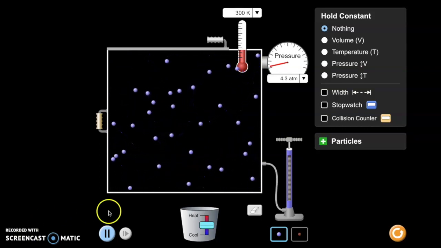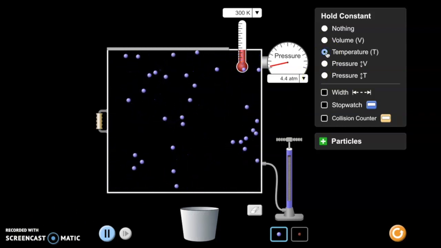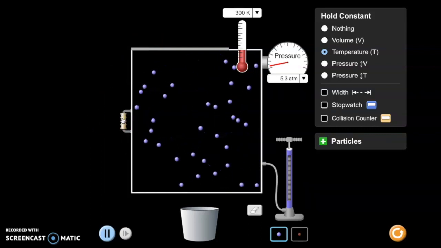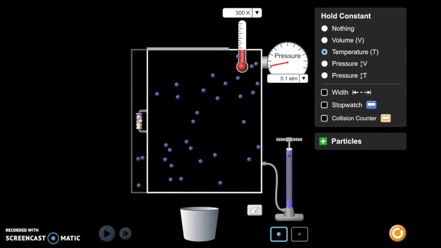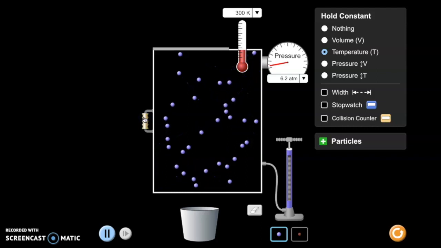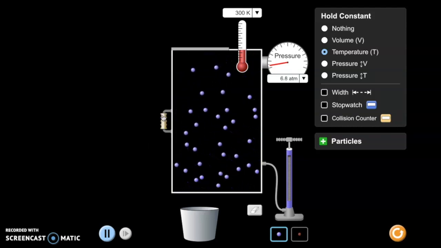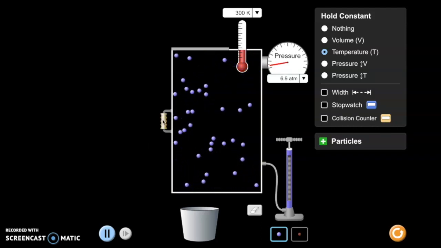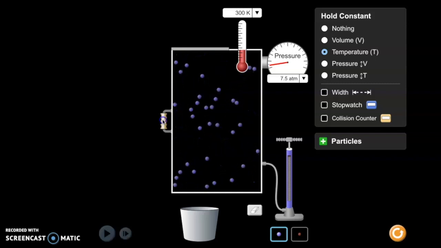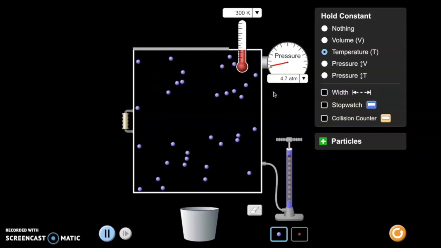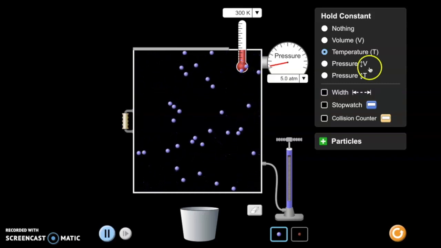For this scenario, I want to keep the temperature constant. If we decrease the volume, the pressure increases. Decrease a little more, pressure increases. If we had to put a name to this, we would call this Boyle's law, where the pressure and volume are inversely proportional.